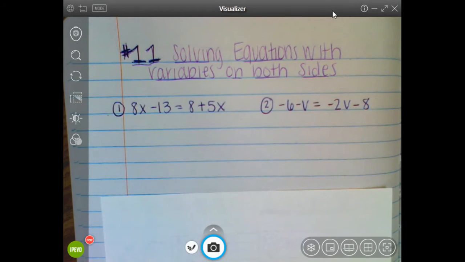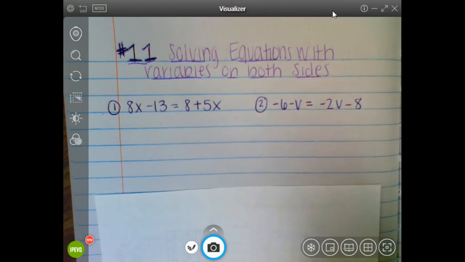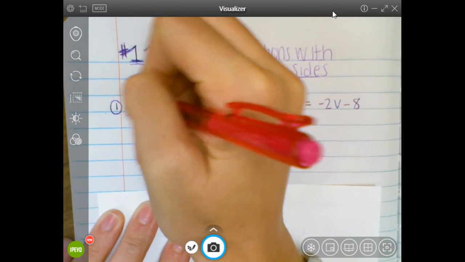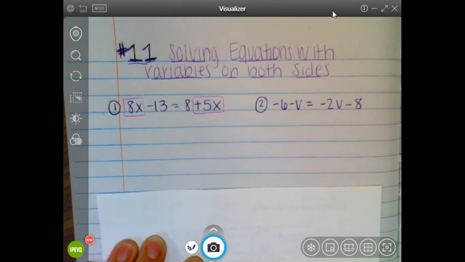Okay, so we're on lesson number 11, solving equations with variables on both sides. You will see me use a couple of the other strategies that we have practiced so far in this unit when solving equations. One of the first things we want to do if we want to solve something like example 1 is box our variables, so that we know what we are trying to combine.